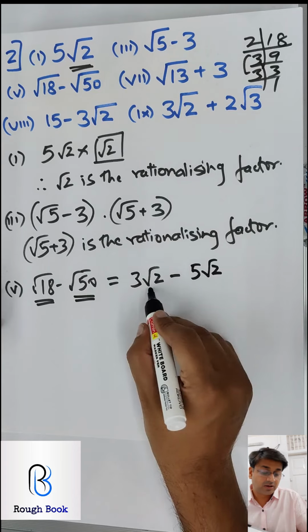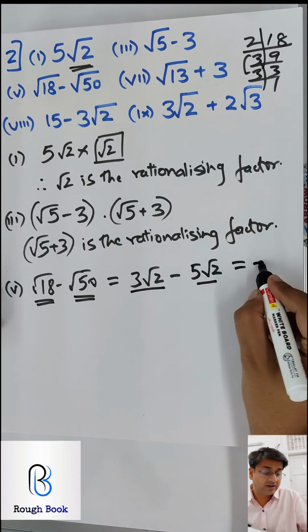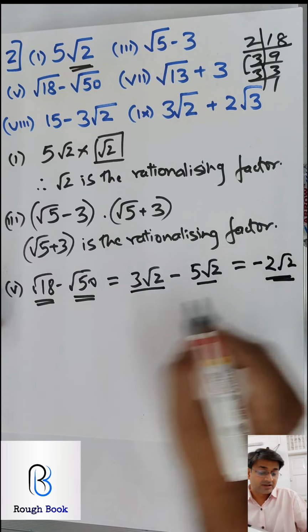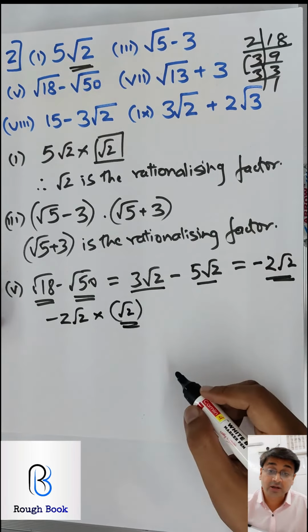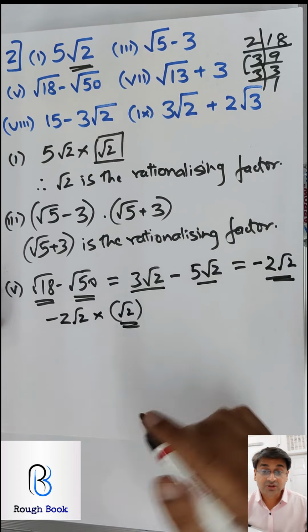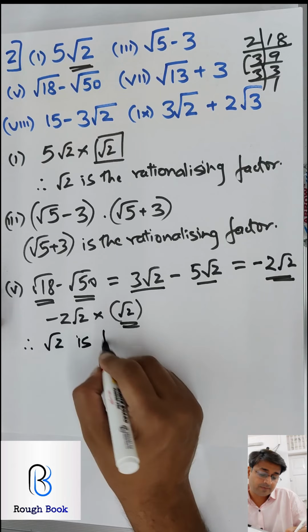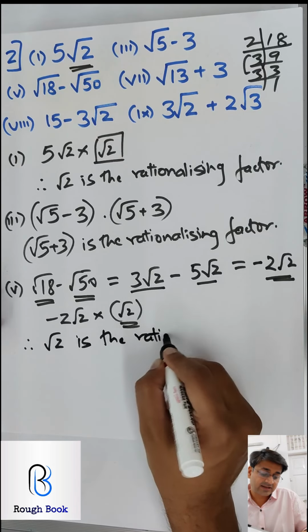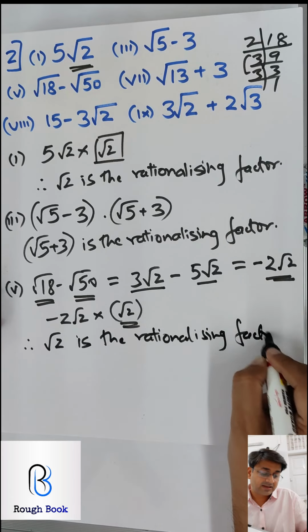So basically it's root 2, both are like terms. So 3 minus 5 will give me minus 2 root 2. So now for minus 2 root 2, what will I rationalize it with? Only root 2. Can you see the change? So you have to be smart. That was the googly I was talking about. So you say therefore root 2 is the rationalizing factor. Are you getting it? Exactly same way.